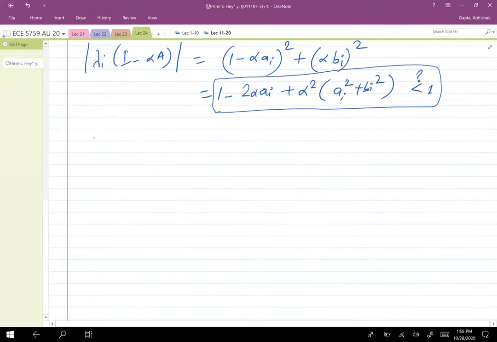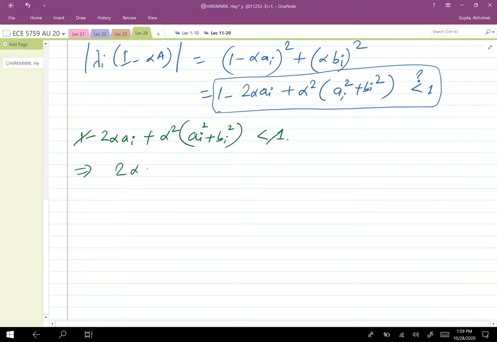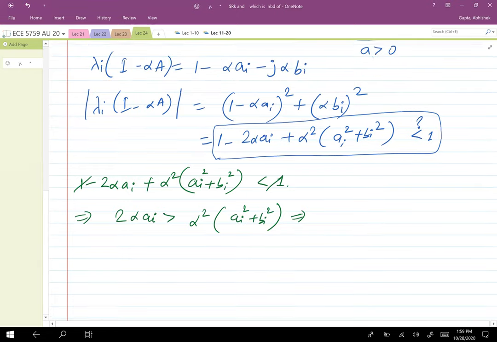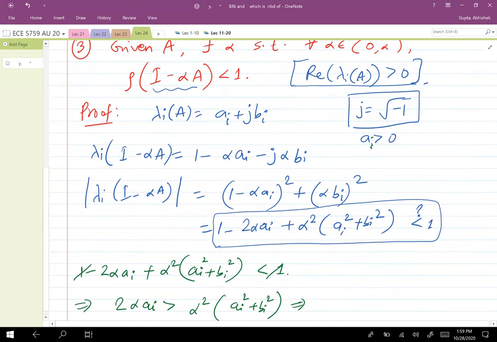So the reverse engineering method is as follows. One minus two alpha a_i minus alpha square, less than 1. This implies 1 gets canceled on both sides. And then I have 2 alpha a_i is greater than alpha square times a_i square plus b_i square. So I know that the real value of a_i is greater than zero because of the assumption.